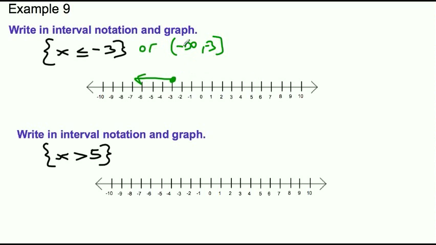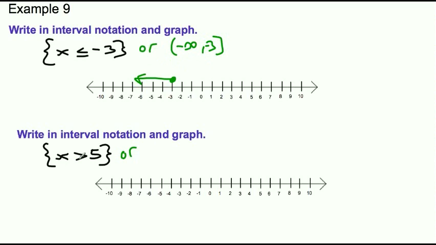So see if this makes sense. The left side is always the smallest number of our graph. Well, the smallest number that this goes to, it keeps going over here to negative infinity. And so that's why we start with negative infinity. And then this number is how far does our graph go to the right? Well, it stops at -3, you see? And so I'm going to do a bracket because it's a closed circle. So here we graphed it, and we wrote it in interval notation.